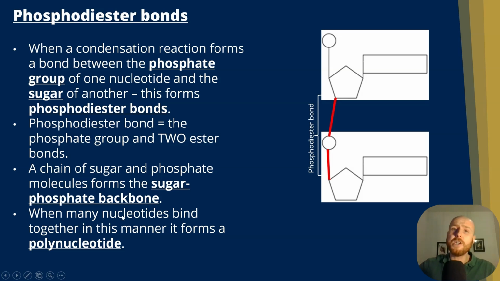Now, when many nucleotides bind together in this manner, this forms a polynucleotide. So think about maths. A polygon is a many-sided shape. A polymer is made up of many monomers. Okay, monomer meaning one, polymer meaning many monomers. And a polynucleotide is simply made up of many nucleotides.